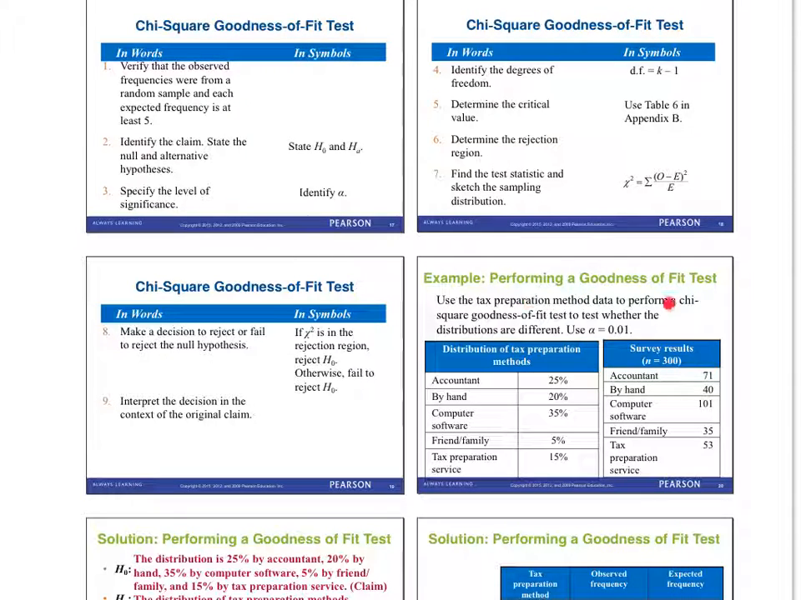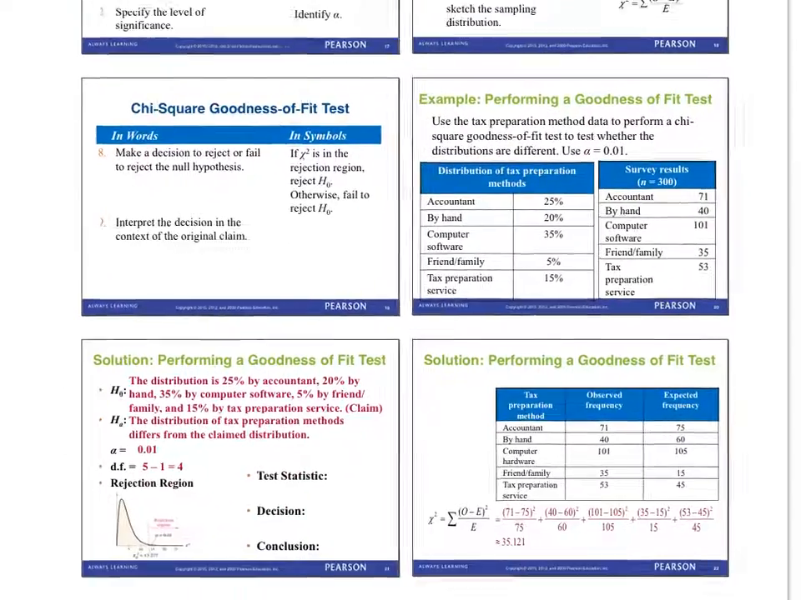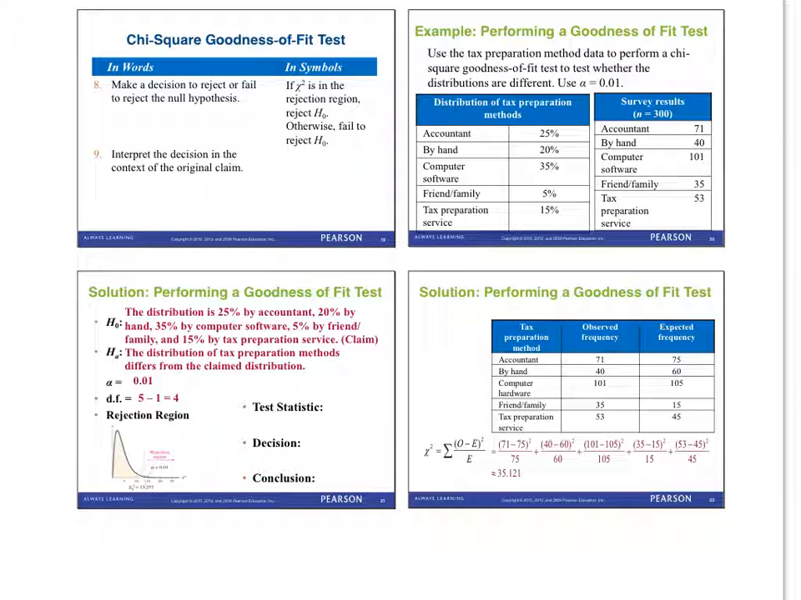All right, so back to tax prep. For tax prep, our assumed model for the null hypothesis is that the method of tax preparation has these percentages: 25, 20, 35, 5, and 15. Our survey results give these 5 observed counts, and we want to know if the observed counts and the expected counts differ significantly. So here we go with the A, B, C, D, E thing. H0, the distribution of tax prep methods, is as specified: 25% accountant, 20% by hand, 35% software, 5% friend or family, 15% tax prep service. That's our claim.